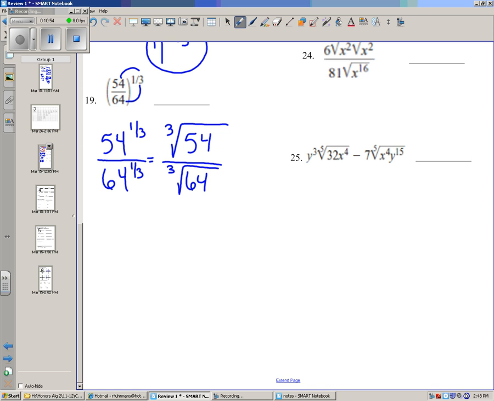That 64 to the 1/3, the cubed root of 64 is 4. And as far as the 54 goes, what I'm going to do is break that down into 27 and 2. And then the 27 can come out as a cubed root and become 3. And then the 2 would stay inside that cubed root. So this is the final answer for number 19.